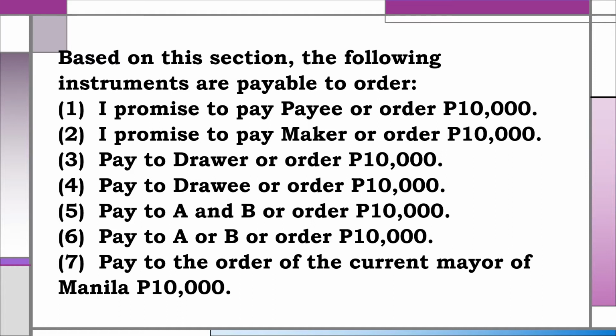1. I promise to pay payee or order 10,000. 2. I promise to pay maker or order 10,000. 3. Pay to drawer or order 10,000. 4. Pay to drawee or order 10,000. 5. Pay to A and B or order 10,000. 6. Pay to A or B or order 10,000. And 7. Pay to the order of the current mayor of Manila 10,000.